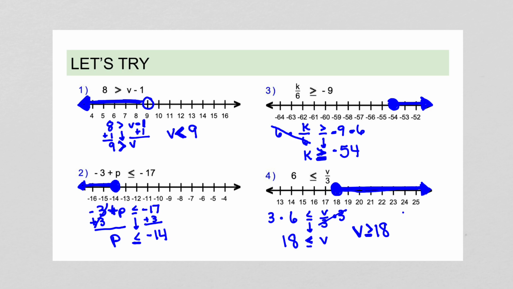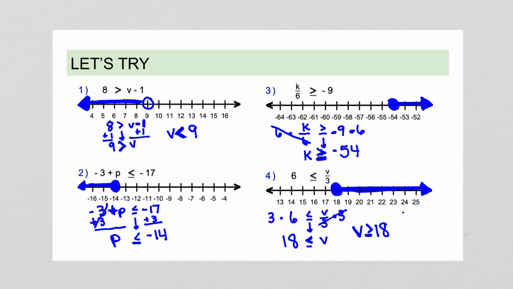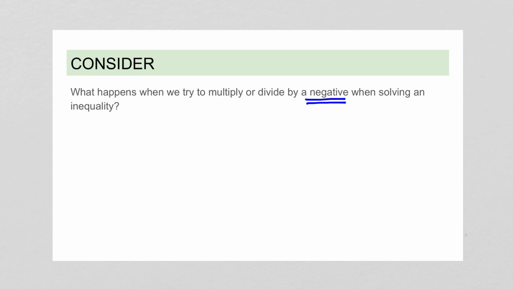There is a catch. Let's consider what happens when we try to multiply or divide by a negative number when solving an inequality. In number 3, we multiplied by a positive 6. And when we multiplied in number 4, we multiplied by a positive 3. But what happens when we try to multiply or divide by a negative when solving an inequality? Just think about that for one second. Maybe try a problem or two in your head. Press pause if you need to.